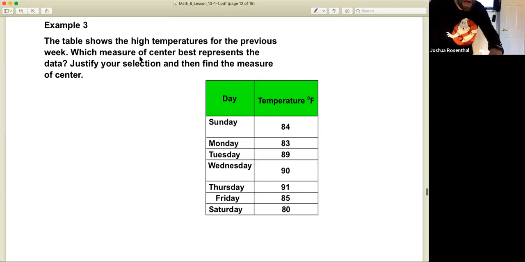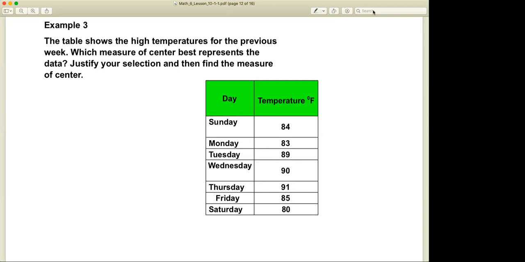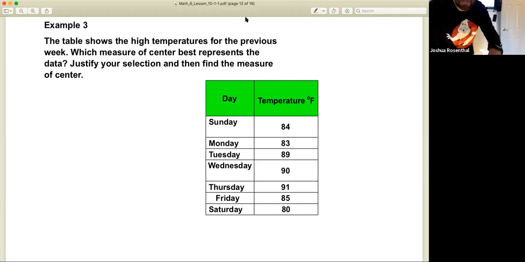Oh, I should put up the chat. I can't see the chat right now. Mean or median would be fine. My chat disappears. Let's see more. Oh, chat. Here we go. I have the chat now.